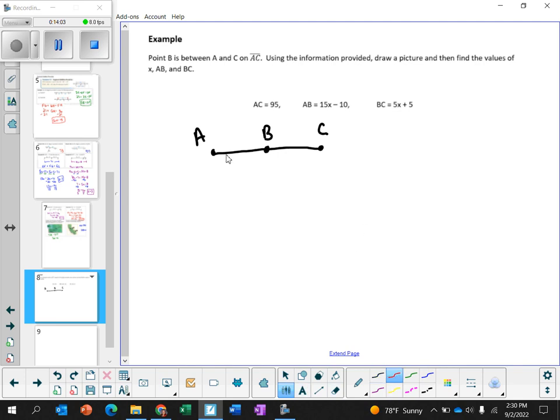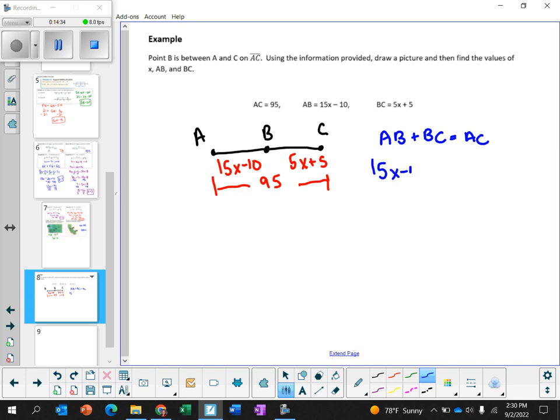They tell us that AC, the whole thing, is 95. AB, so A to B, is 15x - 10. And B to C is 5x + 5. So we're going to make our equation. We know that AB + BC = AC, which means 15x - 10 + 5x + 5 = 95.